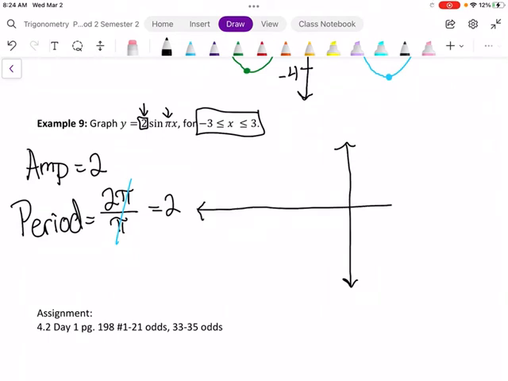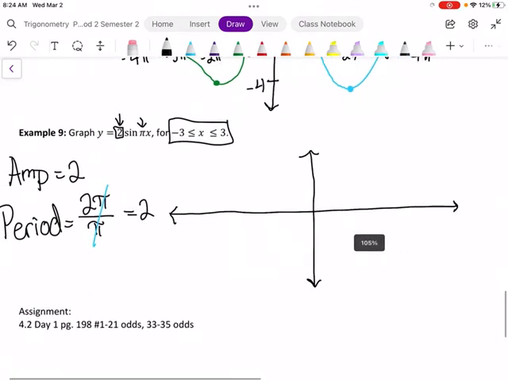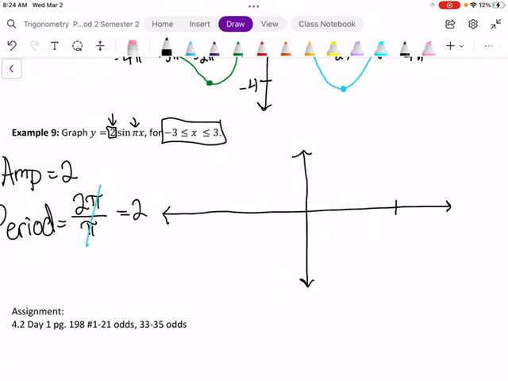So we're going to draw our axes. And our period is going to go up to 2. So halfway of 2 is 1. And so far, I'm just going to start by graphing the part that is going to be on our period. So we're going to go from -2 to 2 to start with, and then we'll extend our graph for the domain they want. Our amplitude, we know we're going to go all the way up to 2 and then down to -2.